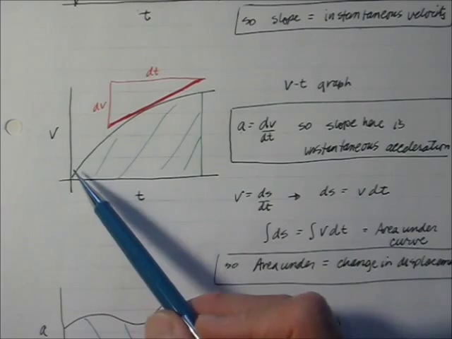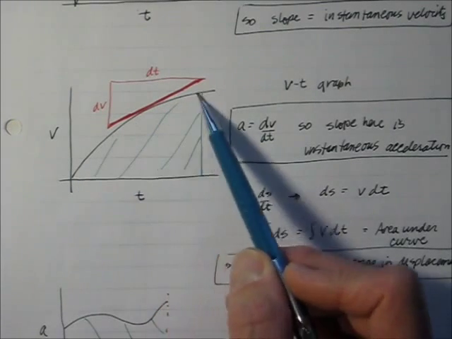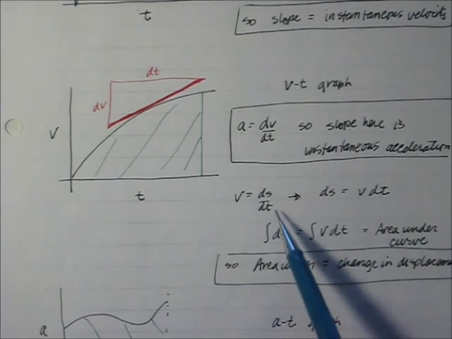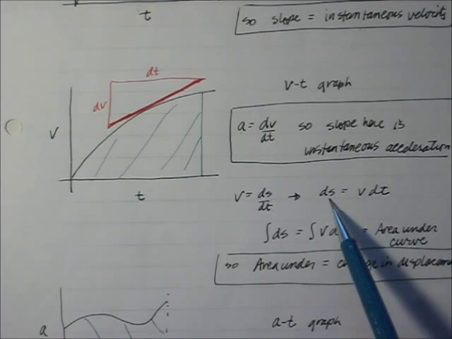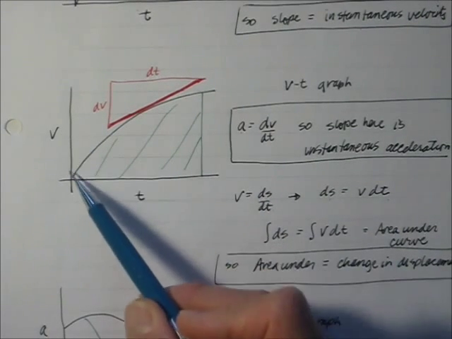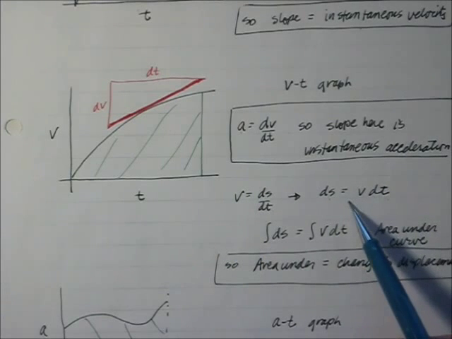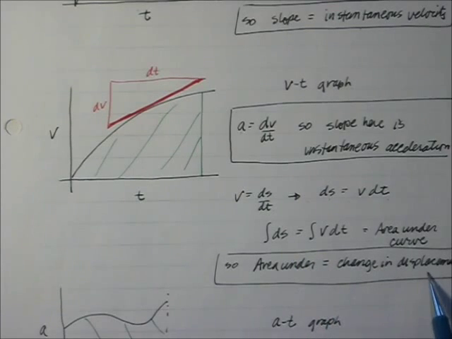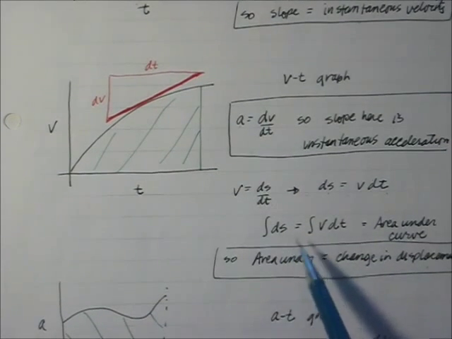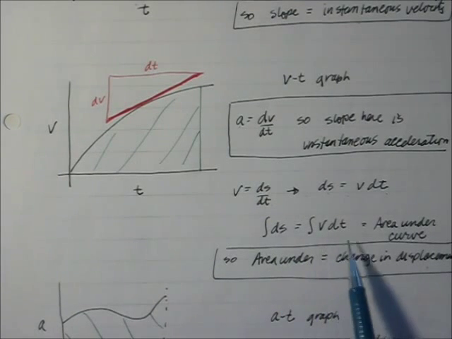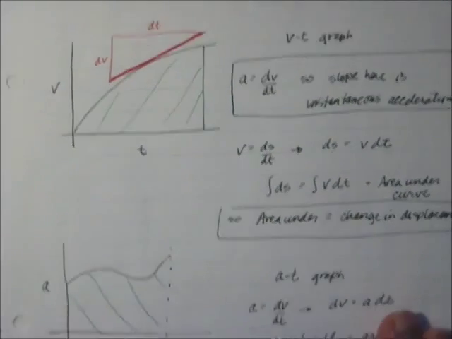If we integrate a v-t graph from here to here, we would get the area under the curve. Well, if we look at v equals ds/dt and manipulate it into ds equals v dt, the area under the curve is the integral of v dt. So if I integrate v dt, I get the integral of ds, which means that is the change in displacement. So the takeaway here is that the integral of v-t, or the area under the curve of a v-t graph, is going to be the change in position, or the change in displacement.